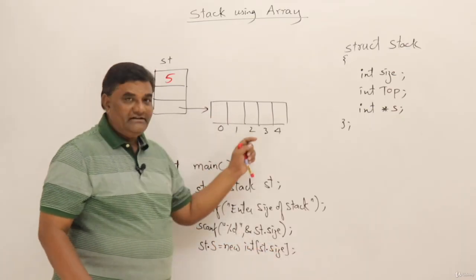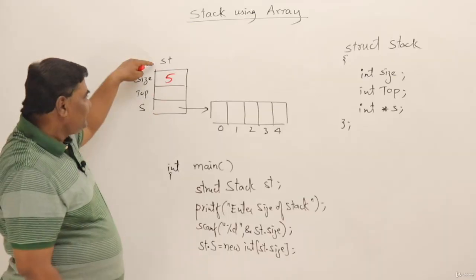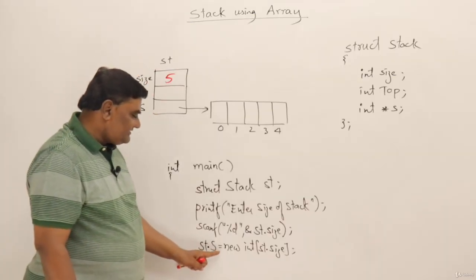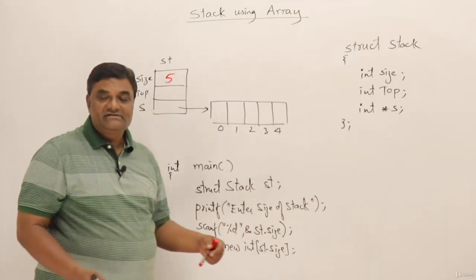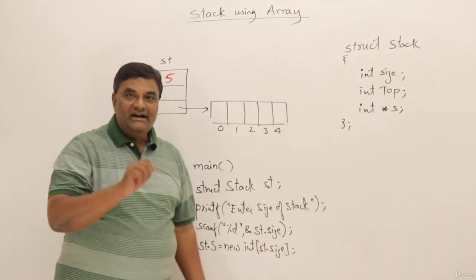So an array is created and its address should be stored where? Here. So what is this? st.s. So st.s assign new int st.size. So an array is created and it is assigned here. Then one more thing I have to do.